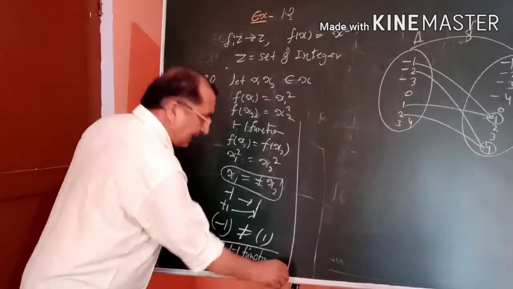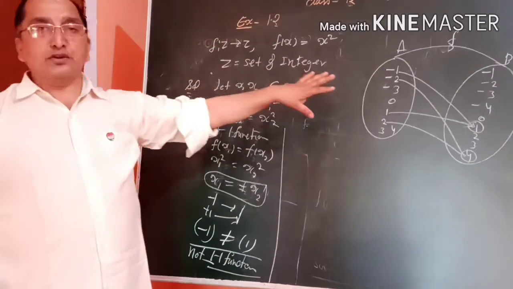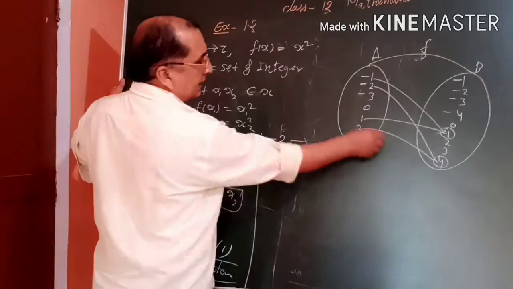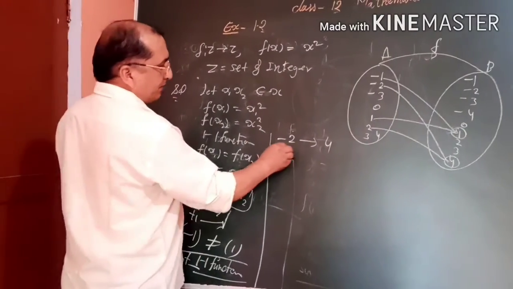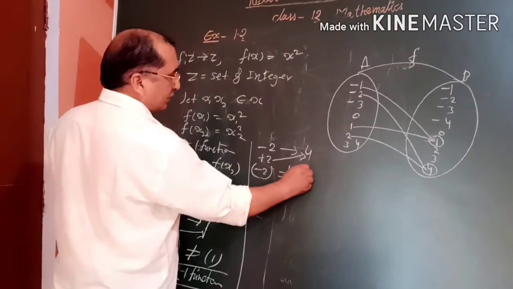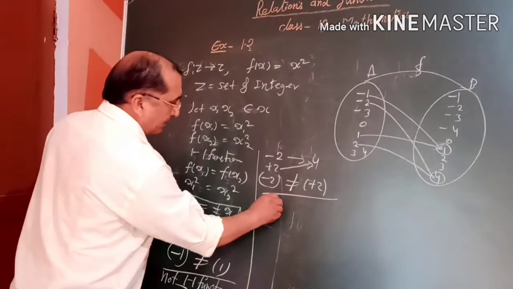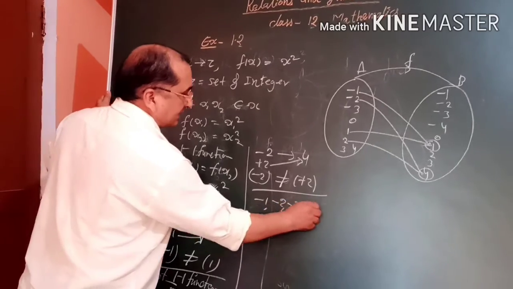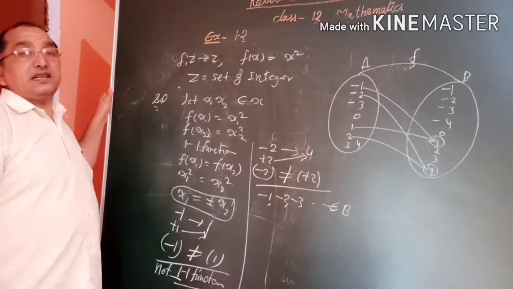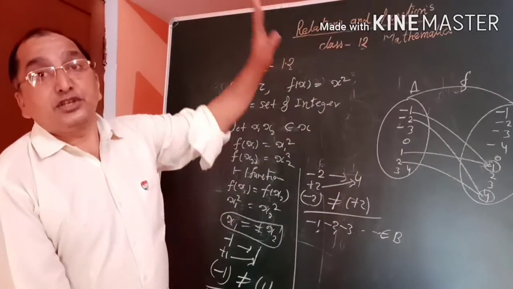So come to the next one. By figure we know, and for solving this question you can make this figure also. In the same manner, -2 has the image 4, +2 has the same image 4, and we know that -2 is not equal to +2, hence this is not a one-one function. And from this figure also, -1, -2, -3, and so many other elements belonging to the set B are not images of any element of A, hence this is not an onto function.